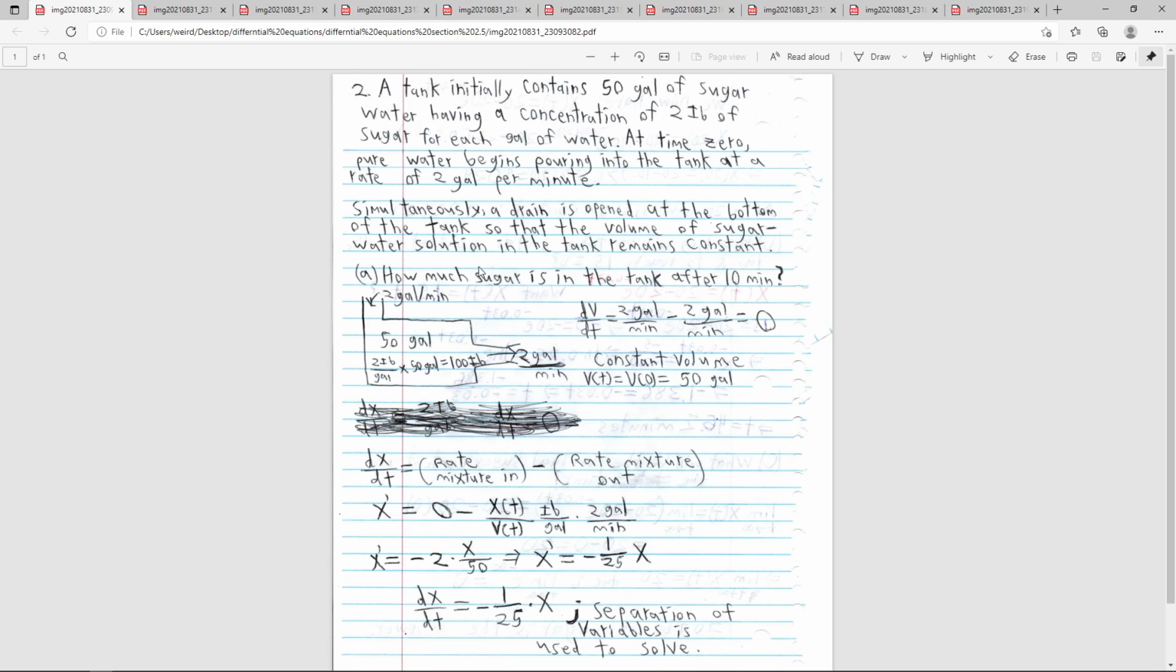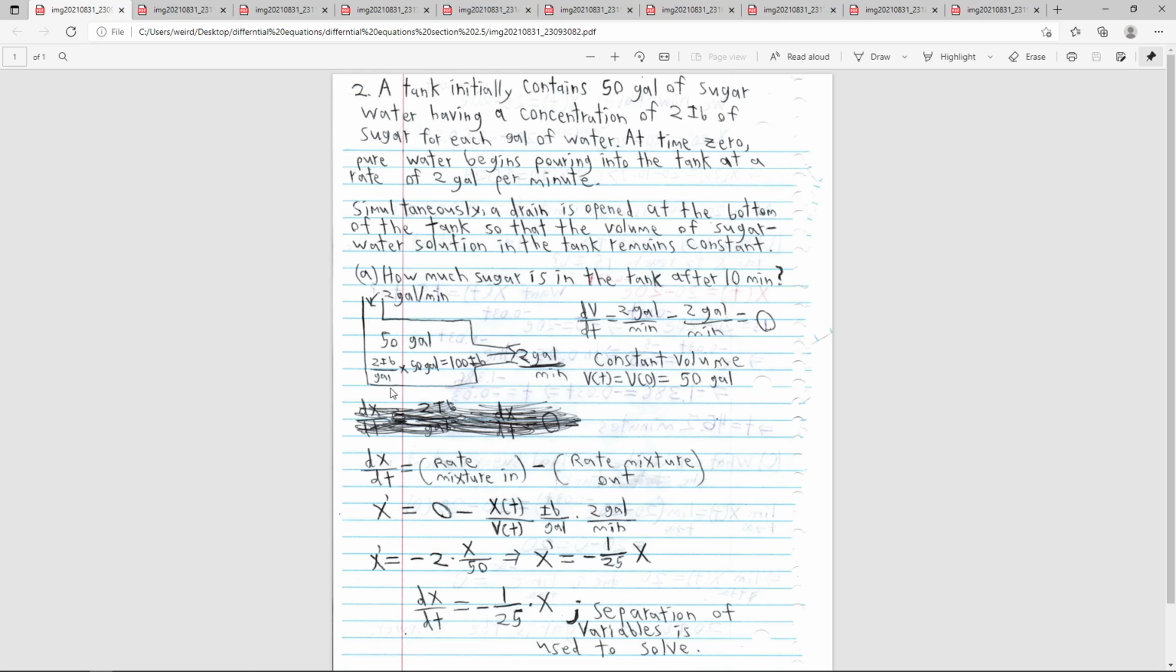So the first is A, how much sugar is in the tank after 10 minutes. I drew this diagram just in case. You can always draw this if you want. I don't find it particularly necessary because it's not that hard to keep track of a couple details when writing it out. But it can be a good visual guide, like always, to draw a picture for some of these real world problems.